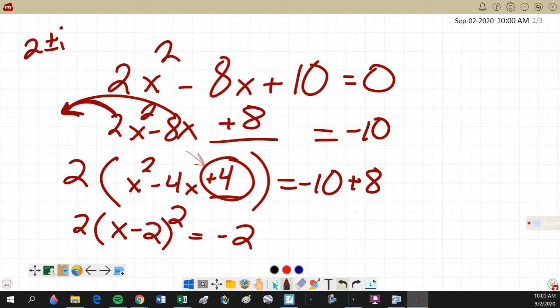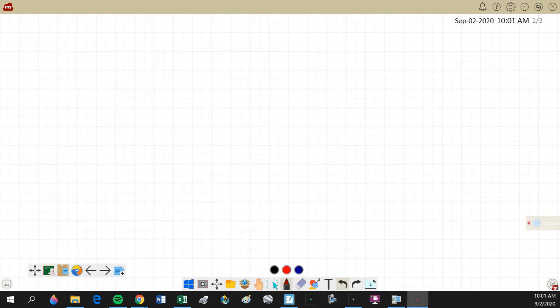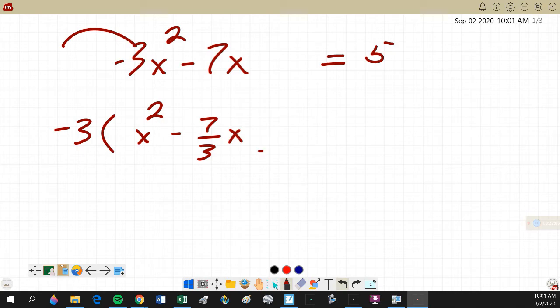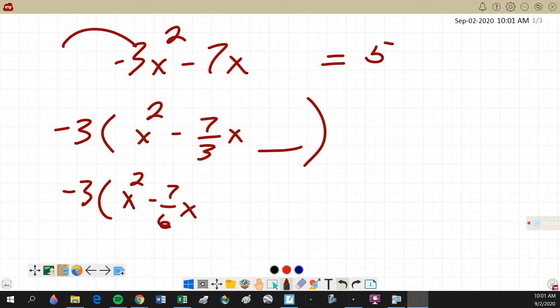Now, it can get really complicated, because if you had something like negative 3x squared minus 7x equals 5, we have 2 problems here. I've got to yank out a negative 3, which makes this nasty. And then I have to divide the 7/3 by 2. Oops, sorry.